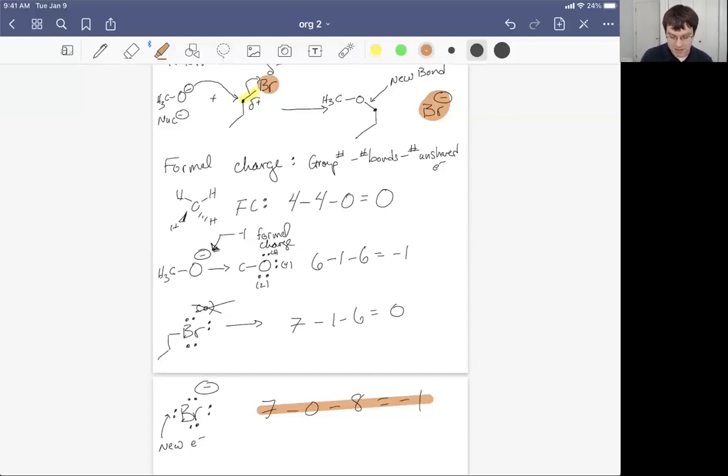Okay, so this was an SN2 reaction. We went through 0 intermediates. The oxygen directly attacked the carbon, and the product was formed. Bromine fell off, oxygen was attached, the product was made. Now, what about the SN1 and the E1 mechanism?